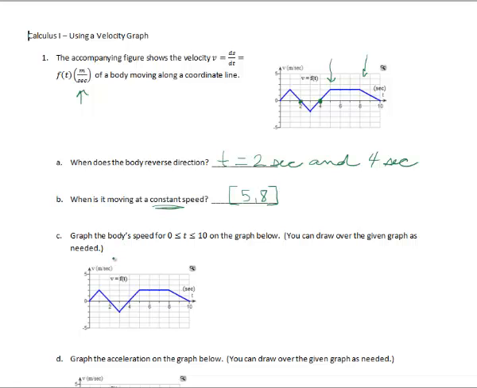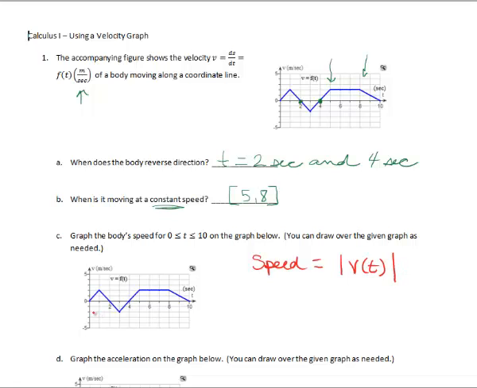Next, we are going to actually graph the speed given that velocity graph. So notice this is just the same graph that I have up above. I've just recopied it so I can mark on it. And we know that velocity and speed are not the same, but they are related. In fact, speed is actually given by the absolute value of the velocity function.